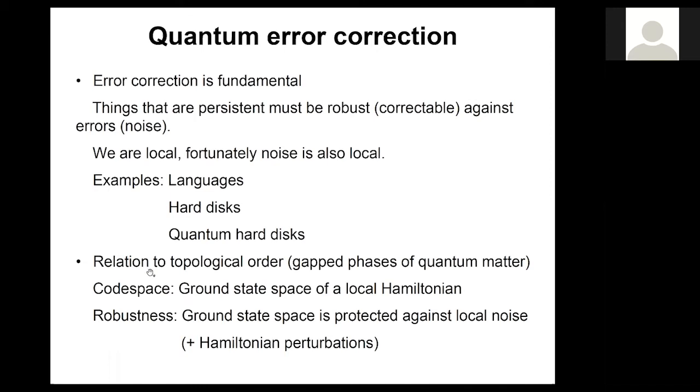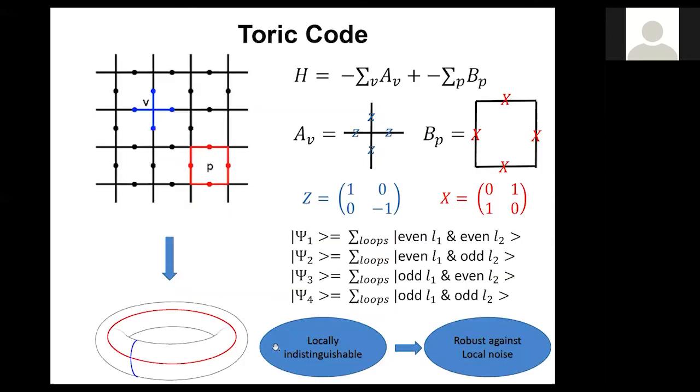What is the relation of all this to topological order or gapped phases of matter? Well, this is the groundbreaking contribution of Kitaev. It's at least a $3 million idea, for which he recently got a prize. Basically, the idea is that the code space is the ground state space of a local Hamiltonian, a particular local Hamiltonian. And the robustness comes from the fact that this ground state space is protected against local noise. Plus, as a bonus, it is also protected against Hamiltonian perturbations. Here is this famous example. It's called the toric code.